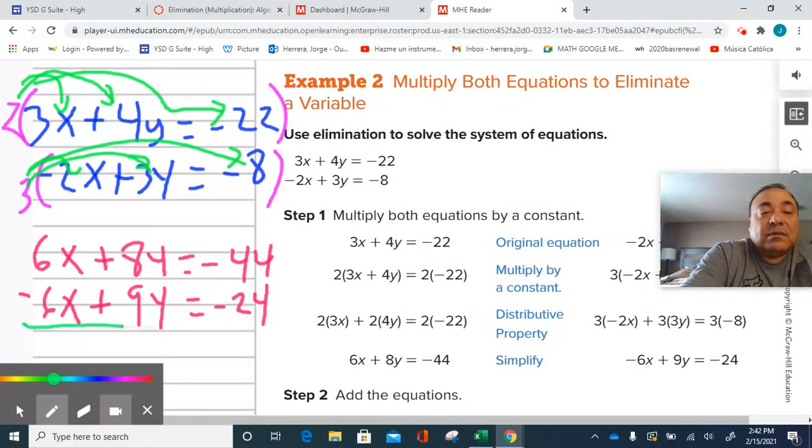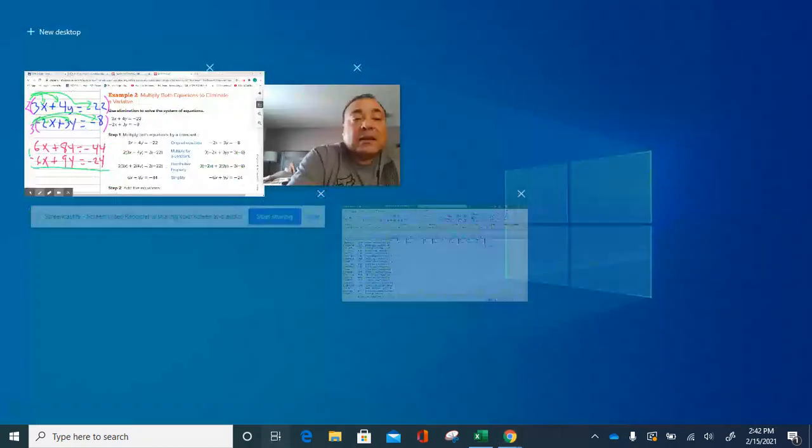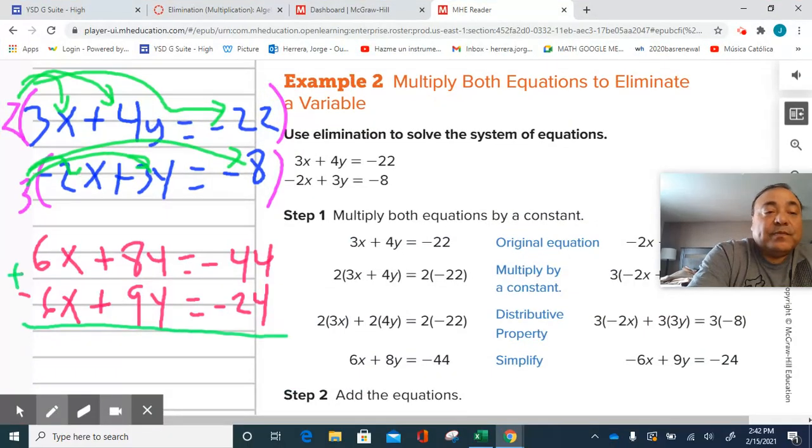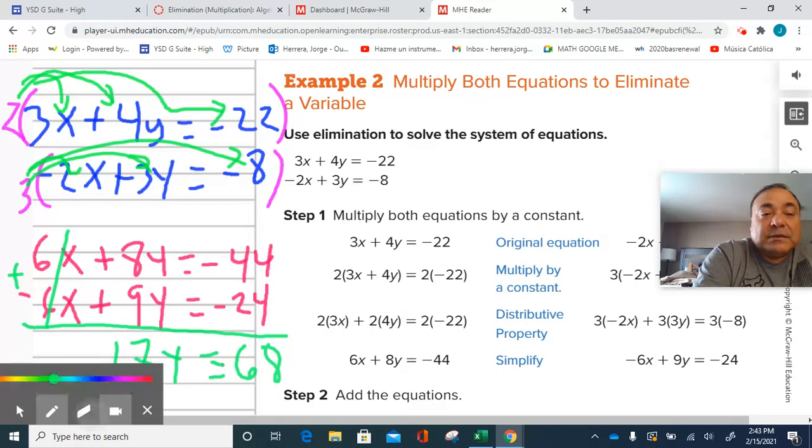So here, I'm going to add. And if we do that, the x's cancel right there. That's what we needed to do in the first place. And then we're going to add right here, and we're going to get 17y. See, 8 plus 9 equals 17. And I think that would be 68. And it was going to be negative, as you can see. Oops, sorry. Let me erase that just a little bit. Okay. I'm going to go back, and I want to make sure that this one is labeled negative right there, okay?